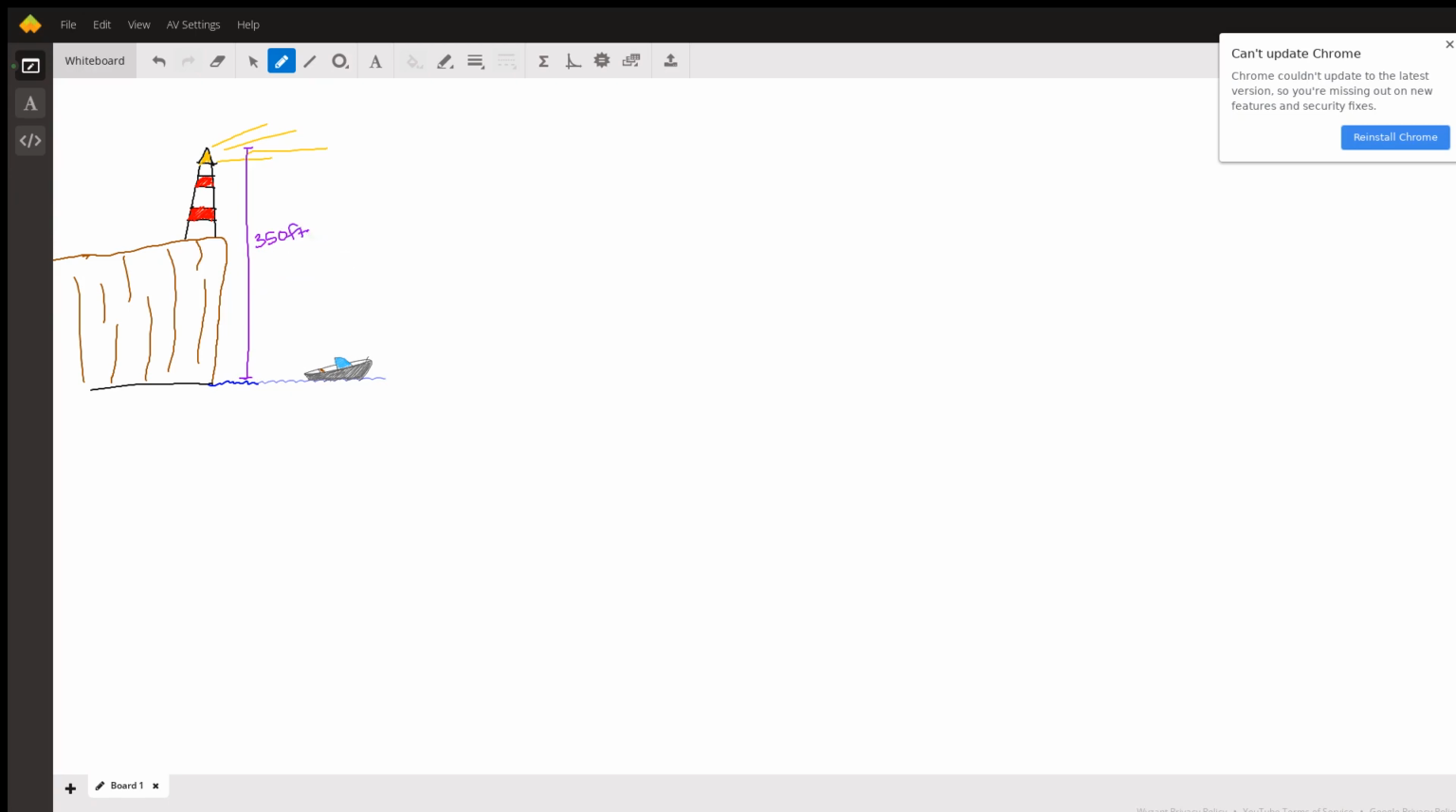And the angle of depression, if we estimate that this is the viewing angle from the top of the lighthouse, then the angle of depression would be looking down towards the boat. I'm just going to draw up to the middle of the boat right here. So this angle right here would then be the 10.15 degrees angle of depression.